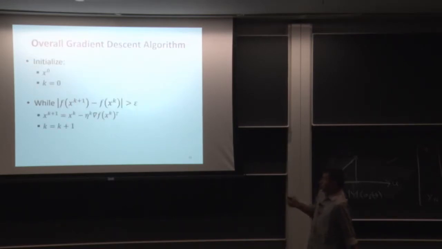So here's the overall algorithm. You initialize x, and while the function has not tapered off, keep taking steps against the gradient. Easy enough, right?